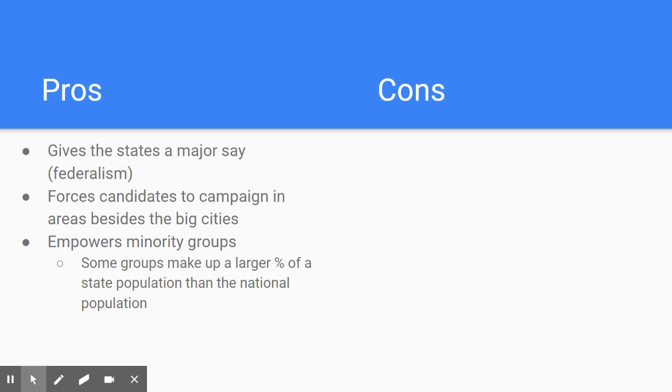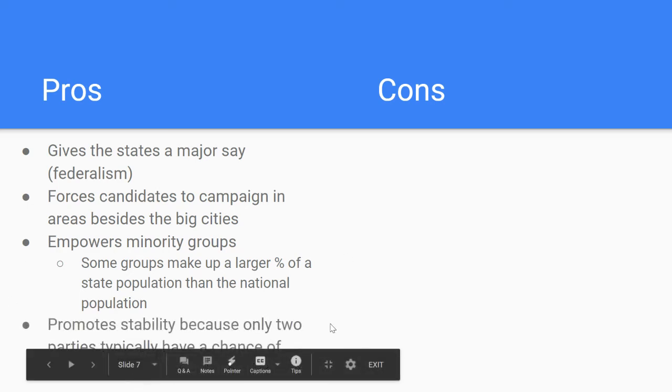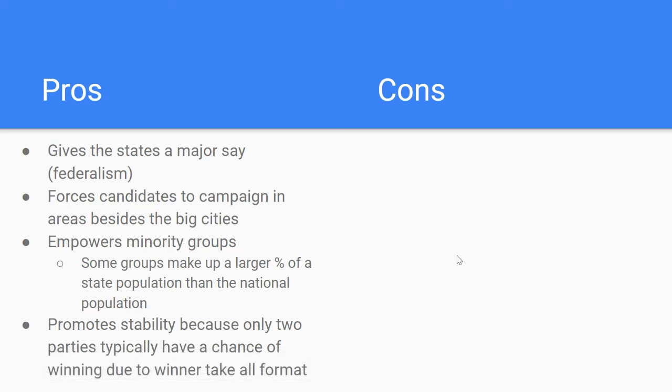And then it also promotes stability because there's really only two parties that have a chance of winning the electoral college. And that's because it's winner take all. And it's really only the Democrats or Republicans that are going to get enough votes to win an entire state. So it's easy to follow along with. It's either going to be a Democrat or Republican that pretty much wins every year.